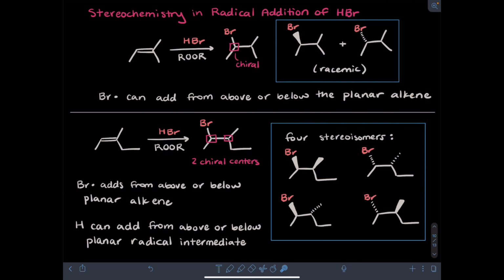First, the bromine radical could add from above or below the planar alkene. This would generate a carbon radical. That carbon radical is also planar, and then the hydrogen could add from either above or below that radical intermediate.